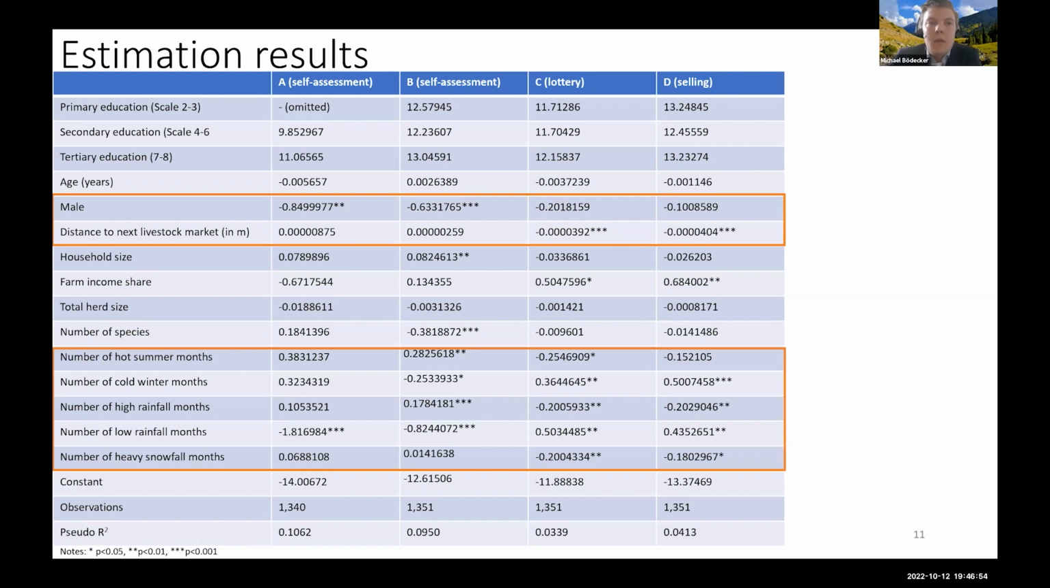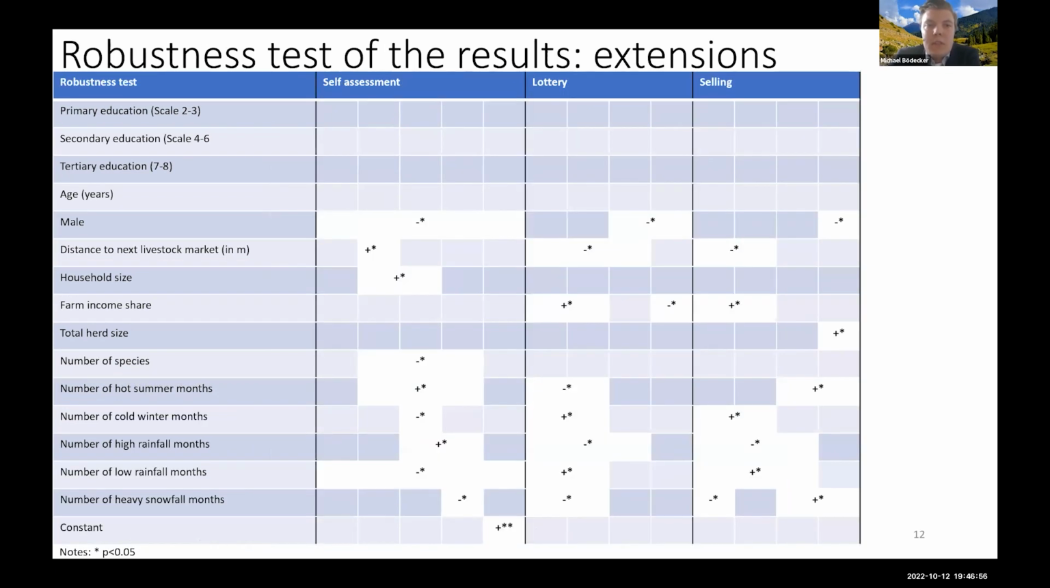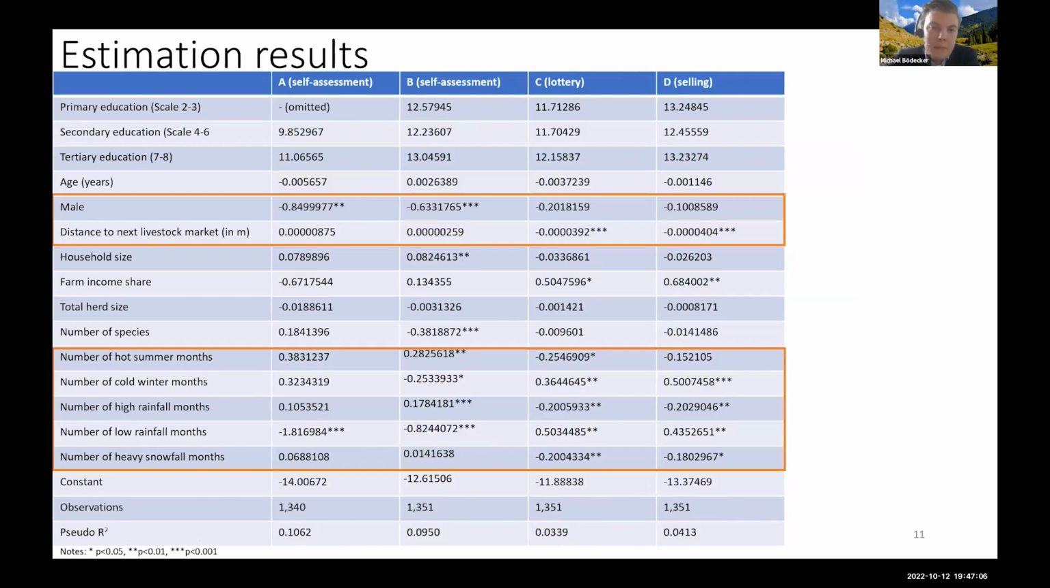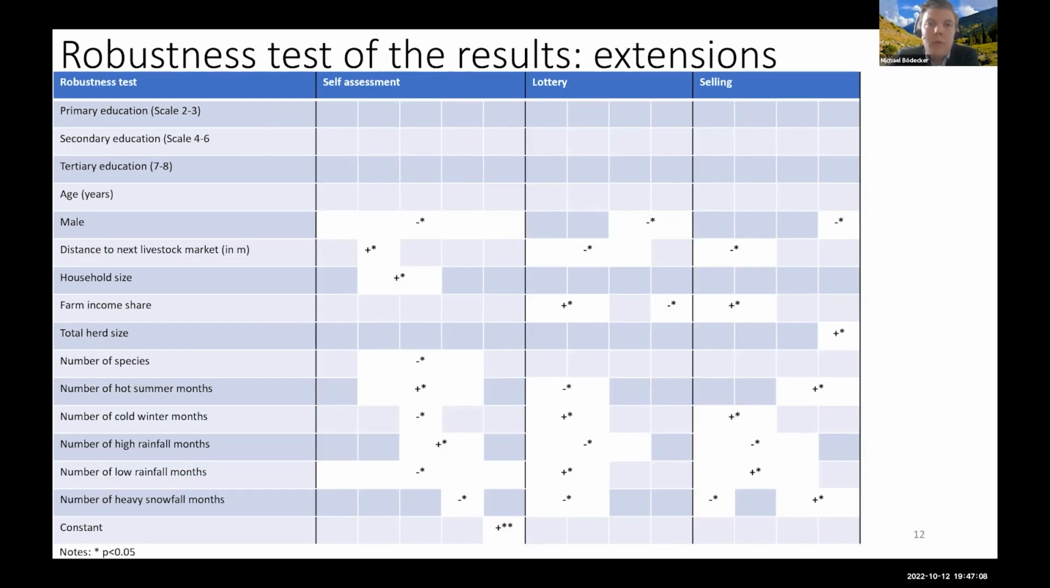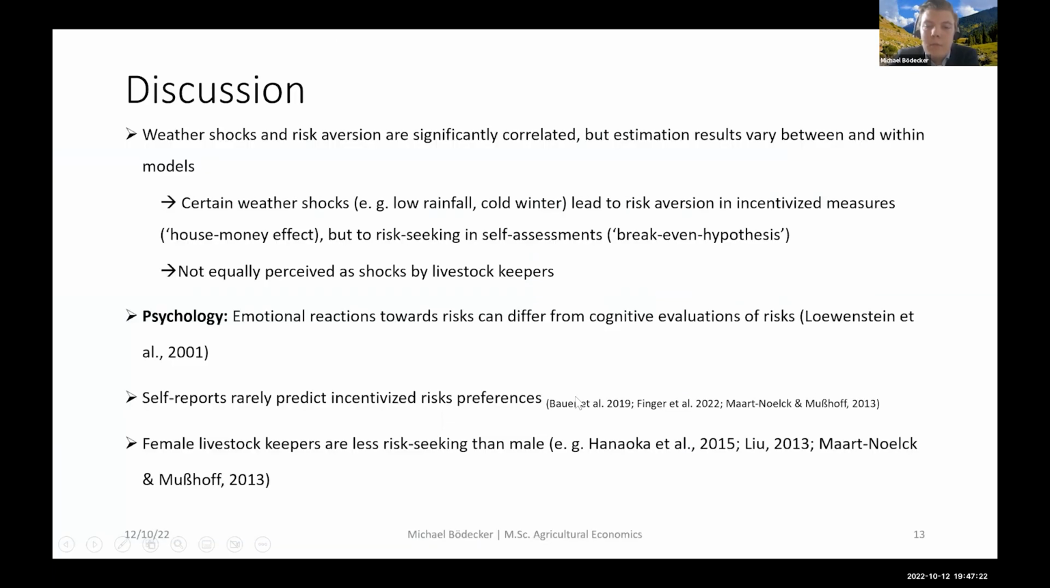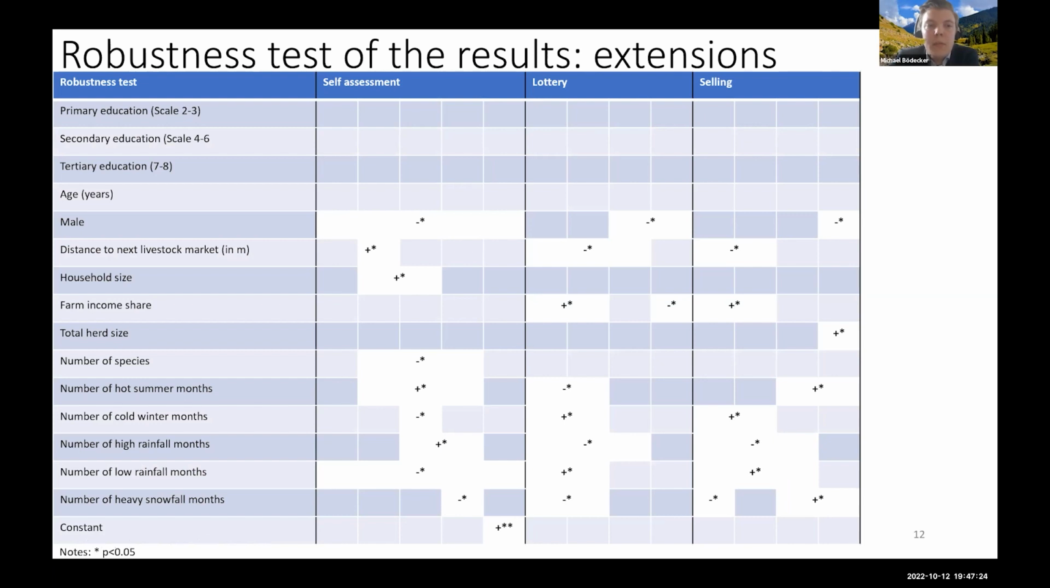And here I was testing for robustness, so I was extending the number of options counting as risk aversion. For example, in the lottery situation, in this model I was only counting option 1 as risk aversion, but here I was extending it with options 1 and 2, options 1 till 3, to see how reliable this is. And we see that most findings usually stay quite reliable, so weather shocks still remain significant.